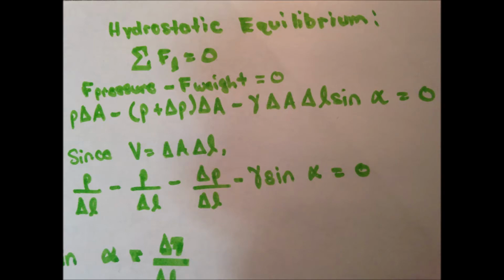dividing all terms of the equation by volume and adding the sum of the pressure forces to both sides of the equation results in the relationship that delta P divided by delta L is equivalent to the specific gravity of the fluid times the sine of the angle alpha. By similar triangles, the angle alpha is equivalent to delta Z over delta L.